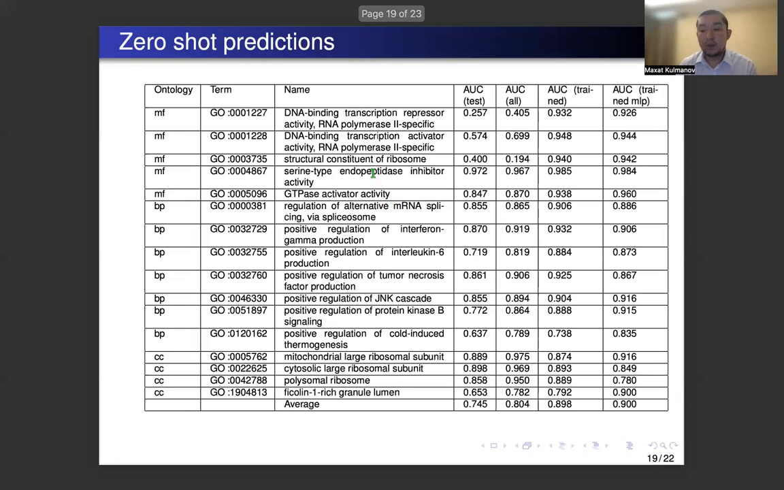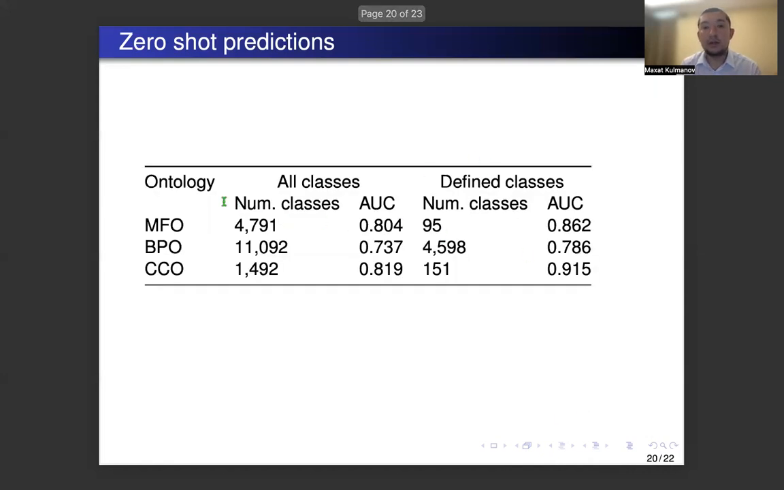To test this, we took all the specific classes with less than 100 annotations. We removed them from our training set, and then we generated zero-shot predictions. We see that for our testing set, we can get an average AUC of 0.74, and for all data we get 0.8. Of course, if we evaluate the trained models on this data, the performance is better because it was trained in a supervised way with those annotations. We also compare all the classes and then defined classes. The classes which have some axiomatic definitions get better performance on average.